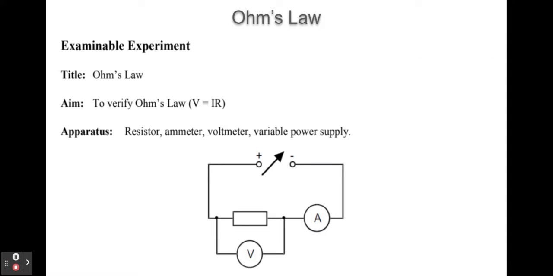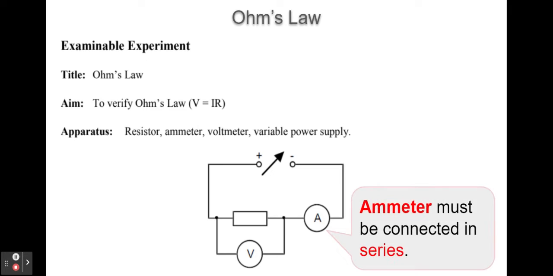Now, these quantities, current, voltage, and resistance, are linked by a rule called Ohm's Law. And there's an experiment that we can use to verify Ohm's Law. And this little diagram here shows the setup of the experiment that we would do. So we have a variable power supply connected to a resistor and an ammeter connected in series. Now the ammeter must be connected in series because it effectively counts the charges as it passes through it to work out the rate of flow of charge.